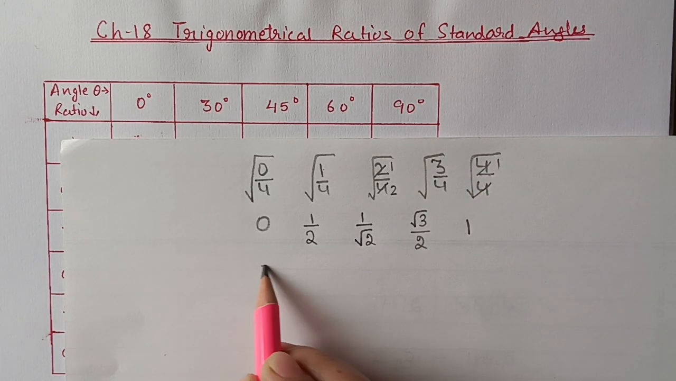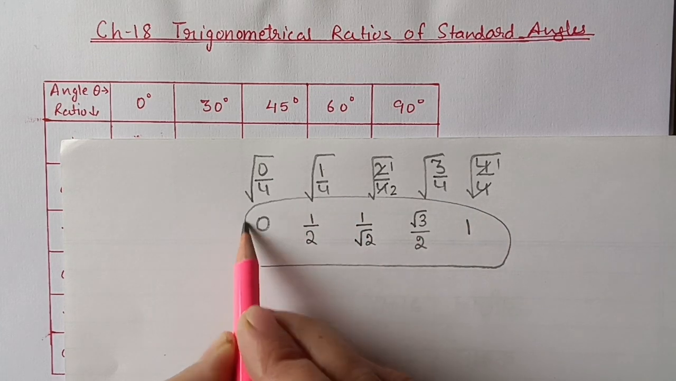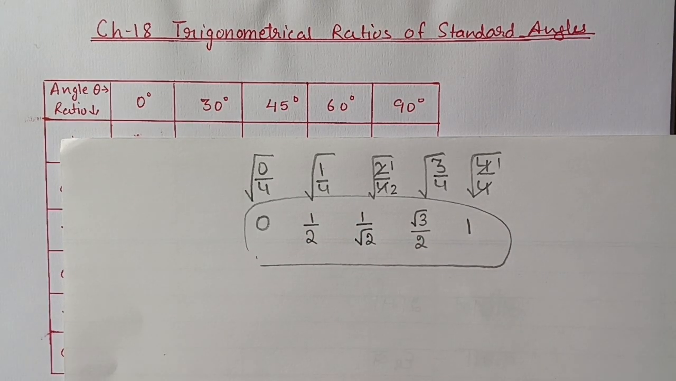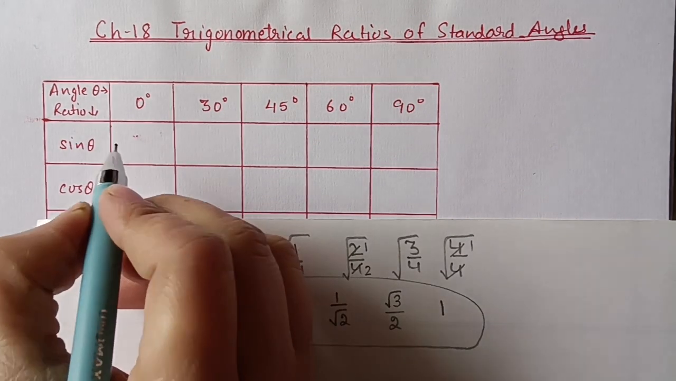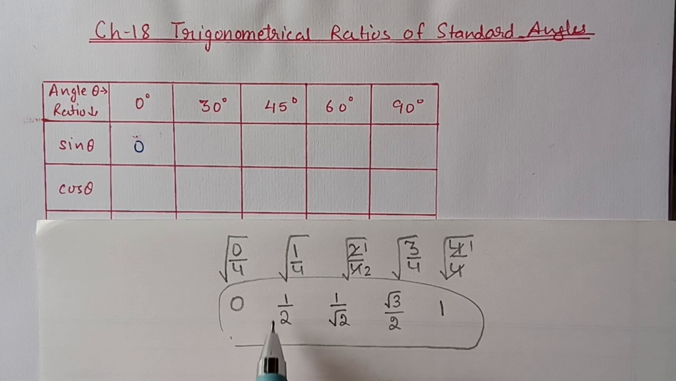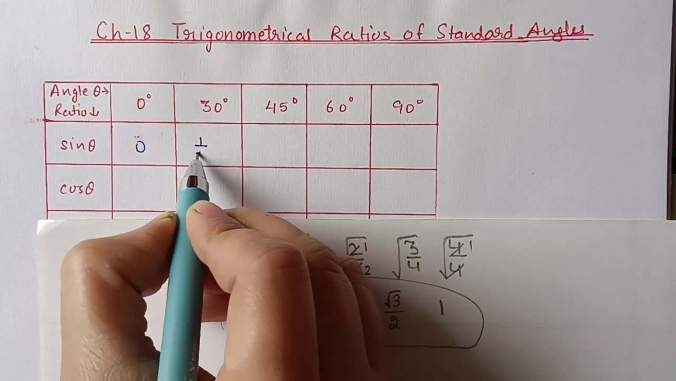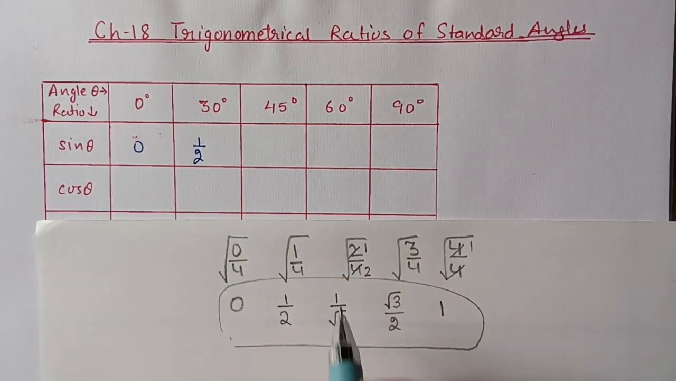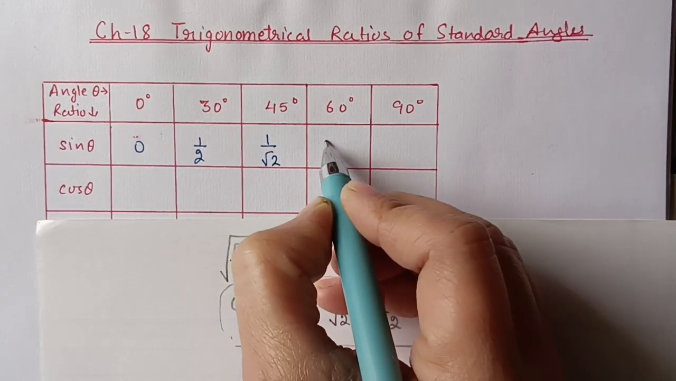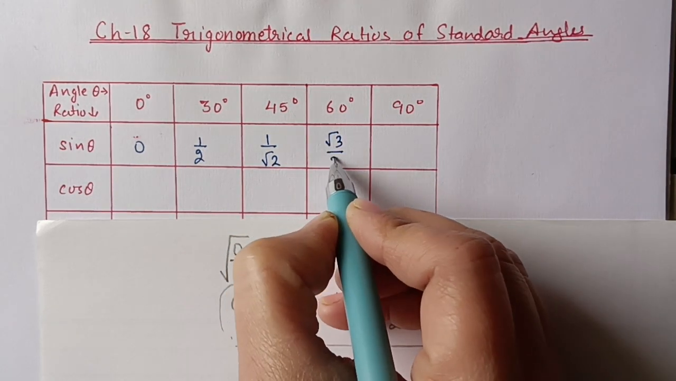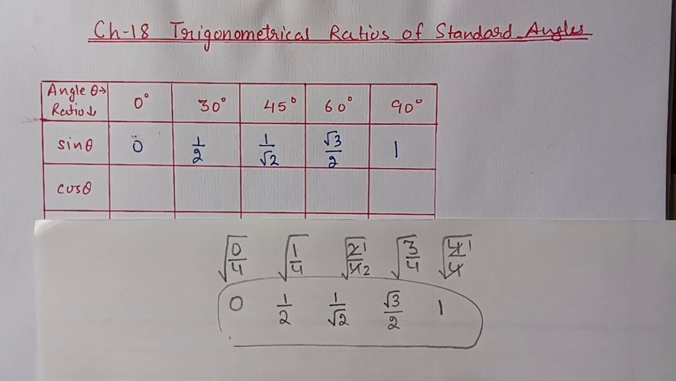This first line is for sine. So this you can fill here. Sine 0 is 0. Sine 30 is 1 by 2. Sine 45 is 1 by root 2. Sine 60 is root 3 by 2. And sine 90 is 1.